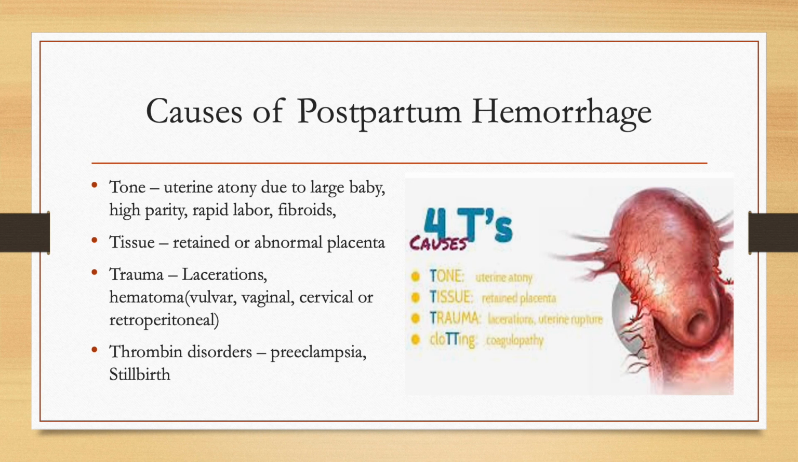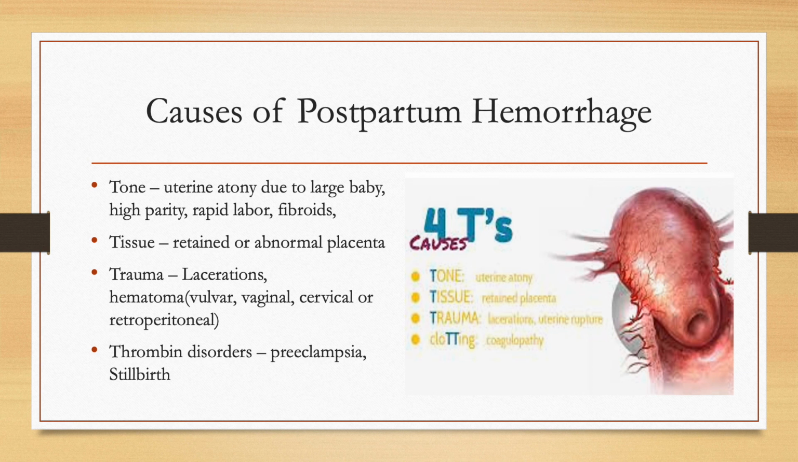So what are the causes of postpartum hemorrhage? I talked a little bit about some of them, but tone, okay, uterine atony due to a large baby, high parity, rapid labor, and fibroids, okay? These are the women that we need to keep our eyes peeled for. Why? Because they're more likely to hemorrhage in the postpartum setting.